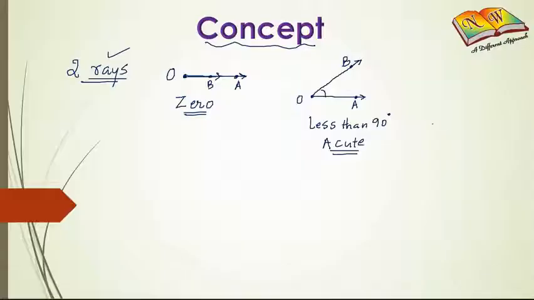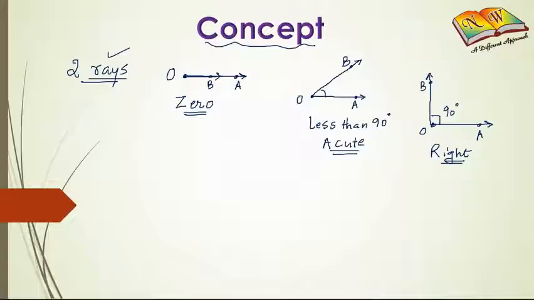Similarly, the third angle can be when we have the vertex O, the ray OA, and it makes exactly a 90-degree angle with OB. So if this angle AOB is 90 degrees, then we call it a right angle.